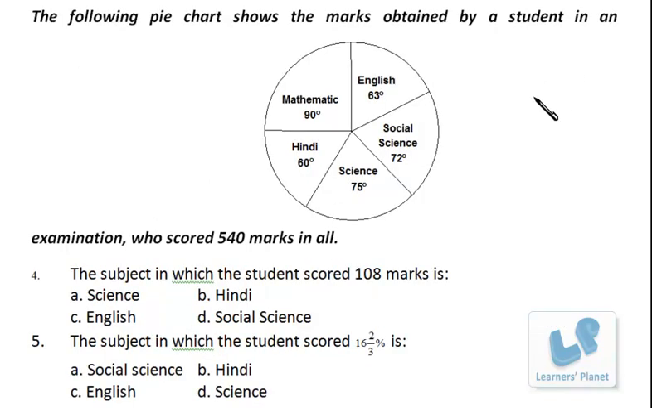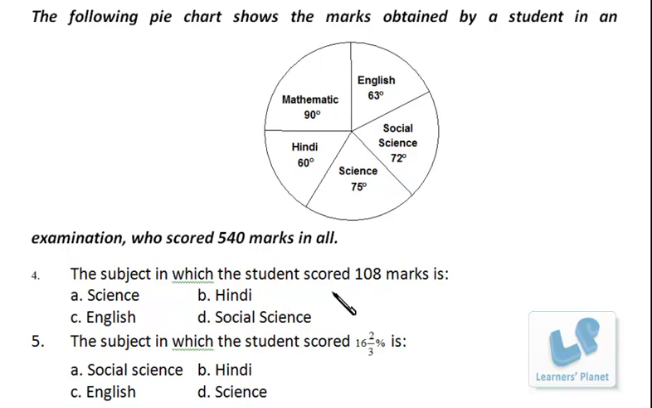Now let's discuss one more pie diagram. The following pie chart shows the marks obtained by a student in an examination who scored 540 marks in all, right? Now the total of this pie diagram is 540 in marks and the total in degrees is 360 degree, right? Now let's take up the first question.